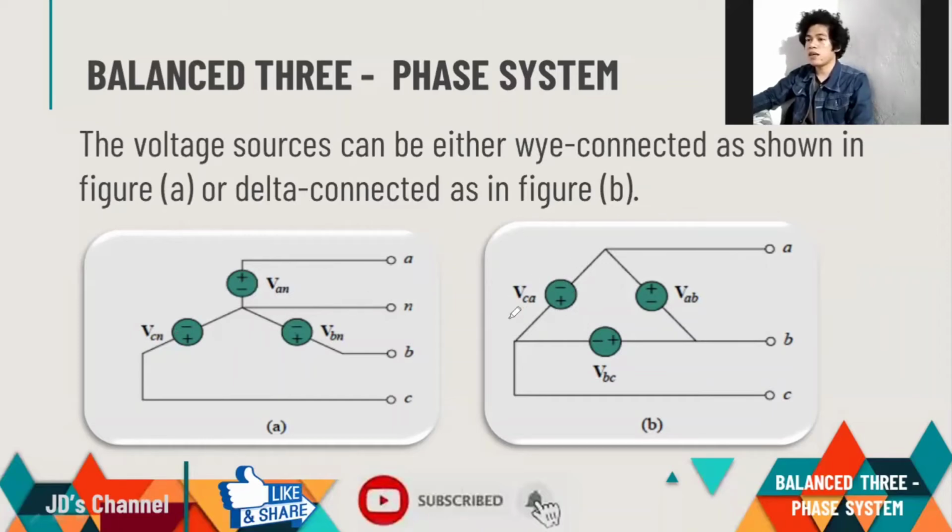And then, ito naman, ang delta. Kasi wala siyang neutral. Kaya ito yung ating phase A, which is VAB, VBC, and VCA. Ito yung delta connected natin.